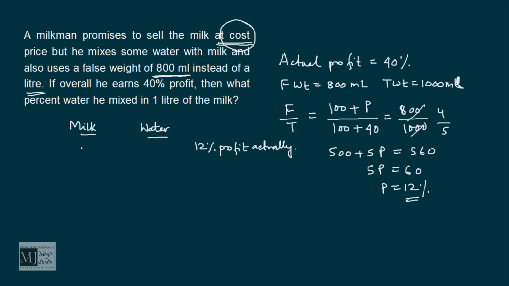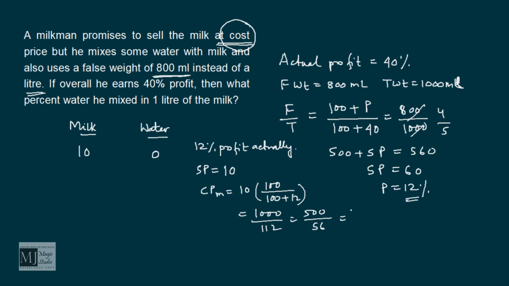Suppose the cost price of milk is 10 and water is available freely. What is the selling price of the mixture according to him? Selling price of the mixture is 10, because he is selling the mixture at cost after mixing the water in it, isn't it? So we know how to find the cost price of the mixture. Cost price of the mixture is 10 into 100 upon 100 plus p, that is 12. That would be 1000 by 112. Let me make this 500 by 56 or 250 by 28 or 125 by 14.